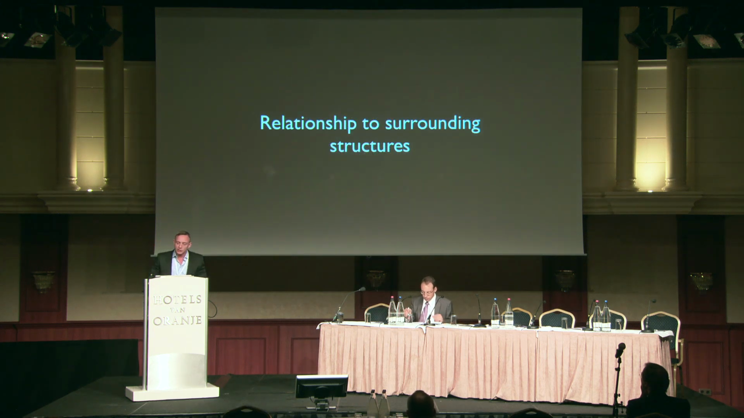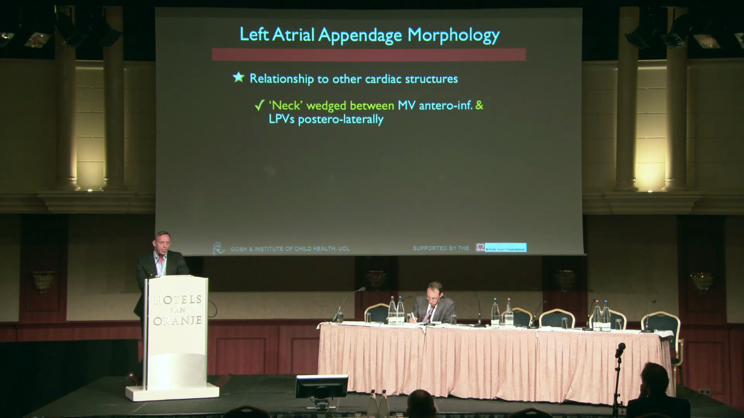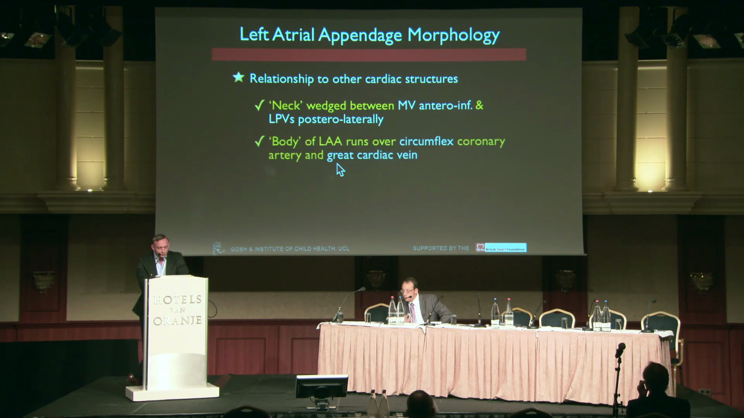Let's look at the relationship of the appendage then to surrounding structures. This can be an important issue when we're talking about appendage occlusion. The neck of the atrial appendage, or the os, which is effectively the origin of the atrial appendage itself, is effectively wedged between the mitral valve and the left pulmonary veins. And in between the left pulmonary veins and the os, you'll often find a ridge, a so-called posterior or pulmonary ridge.